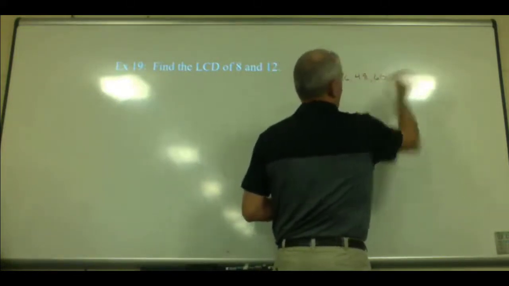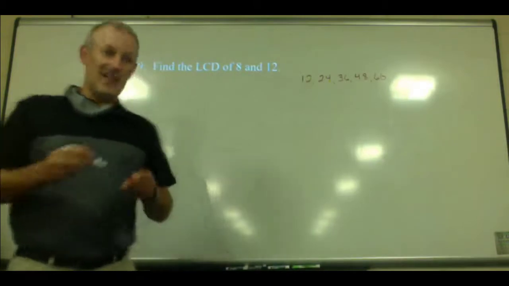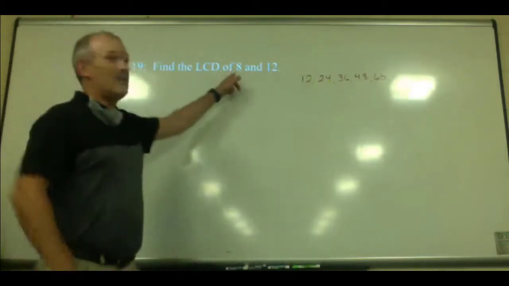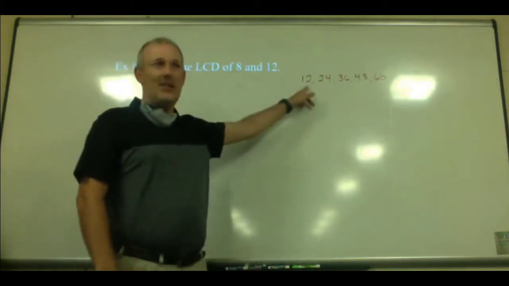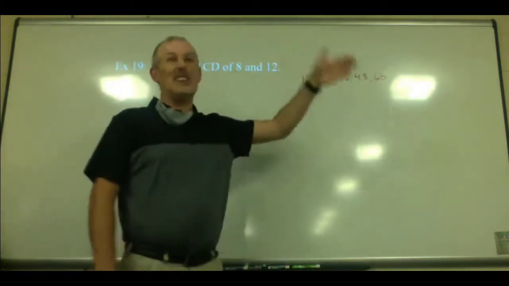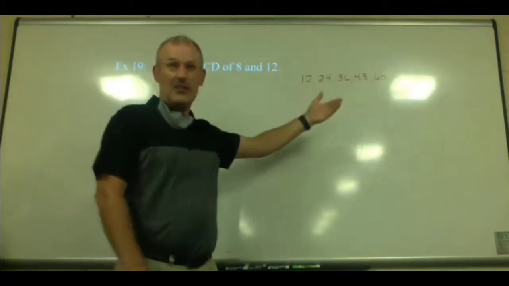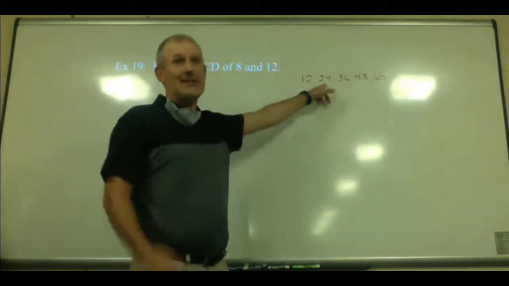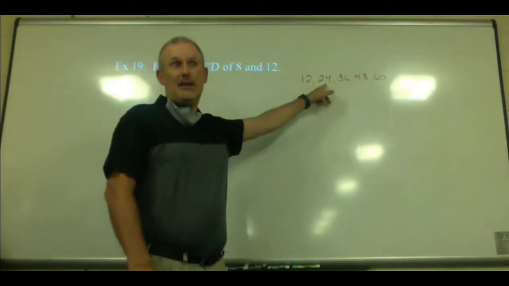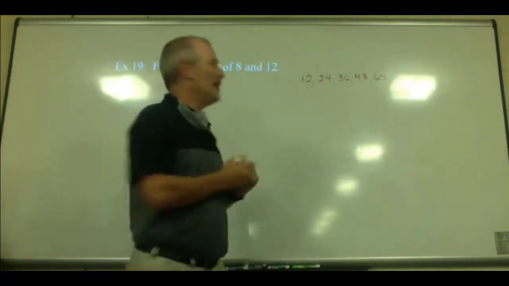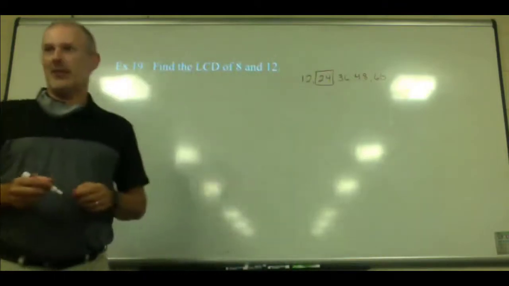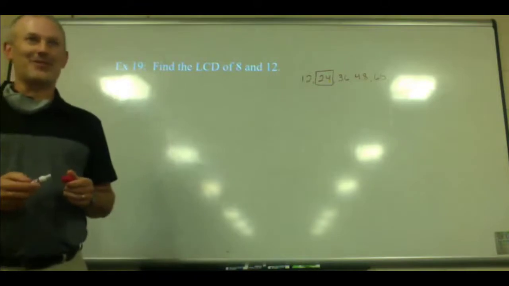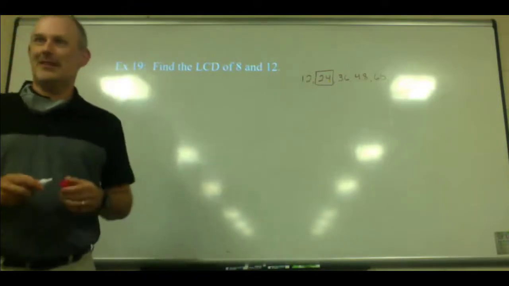And we could keep going, right? But let's see if there are any of these that we can divide by 8. Can we divide 12 by 8 evenly? No. Can we divide 24 by 8 evenly? Yes. How many times? 3 times. And that really doesn't matter. But once we find one that works, that's our least common denominator. It's not always the second one, unfortunately. Sometimes we have to go a little ways.